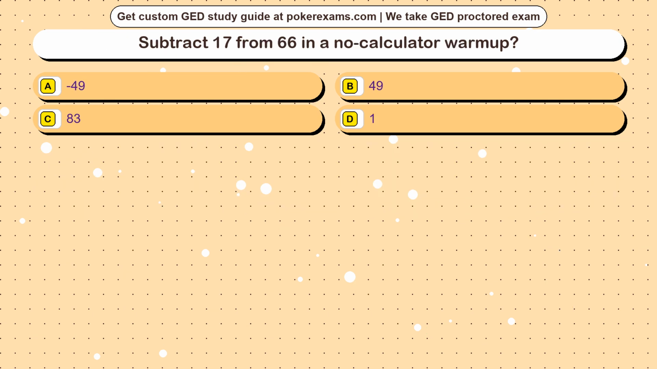Question 19. Subtract 17 from 66 in a no calculator warm-up? Option A, -49. Option B, 49. Option C, 83. Option D, 1.